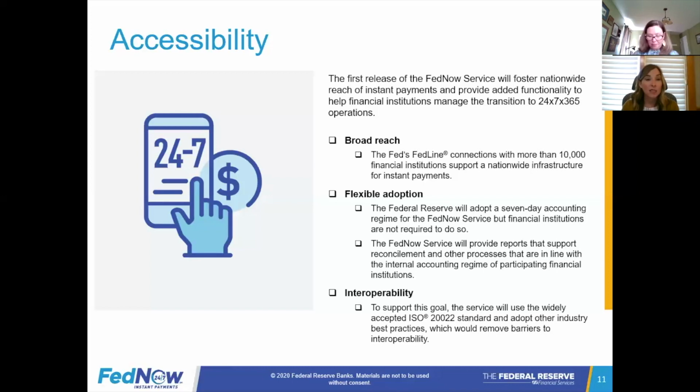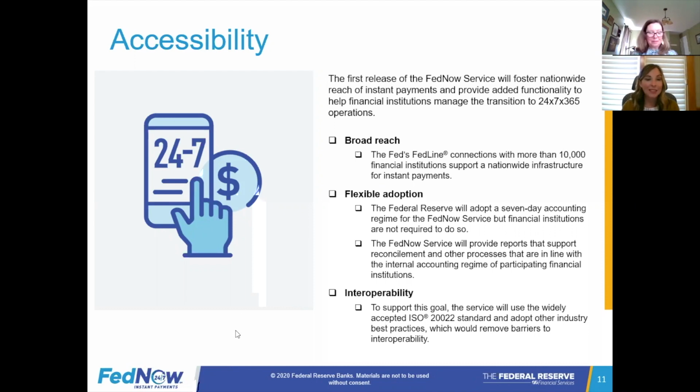The Federal Reserve will adopt a 7-day accounting regime for FedNow, but banks are not required to do so. Also, FedNow will provide reports and support reconcilement and other processes that are in line with the internal accounting regime of participating banks. And lastly, we also heard from stakeholder feedback about the importance of interoperability to help advance the nationwide reach of instant payments. To support this goal, the service will use the widely accepted ISO 20022 standards and adopt other industry best practices, which would remove barriers to interoperability.